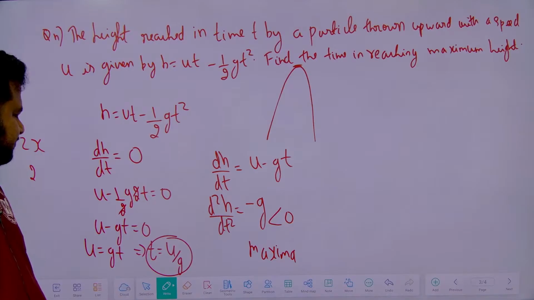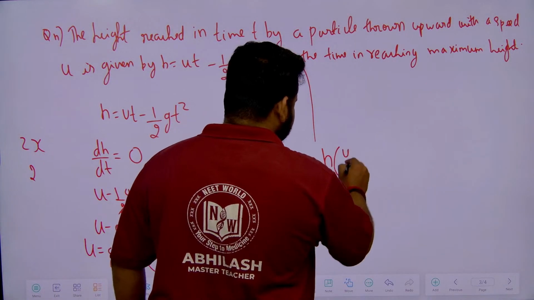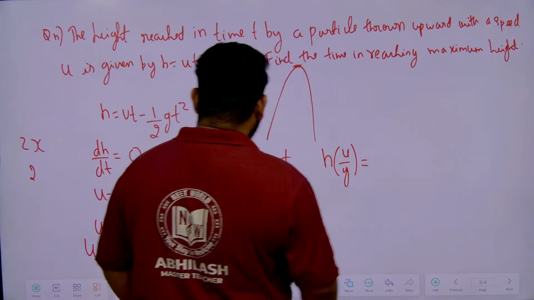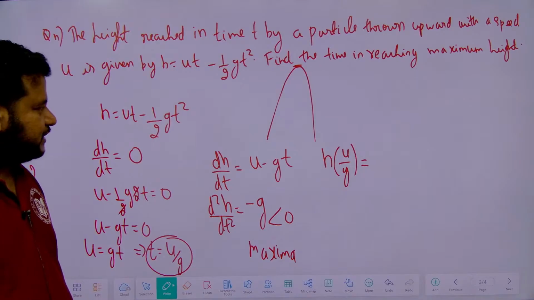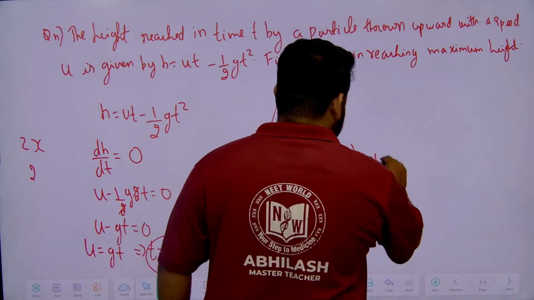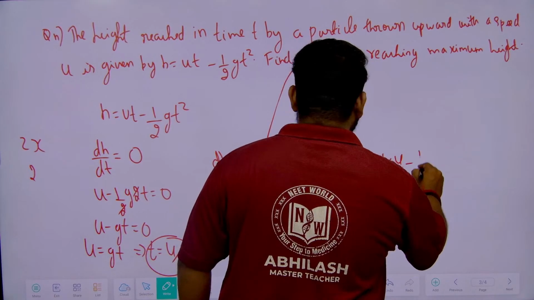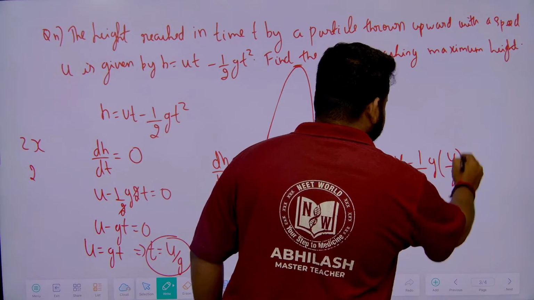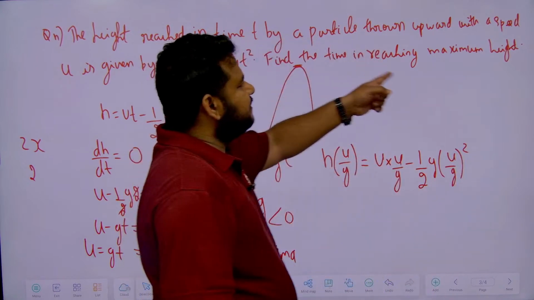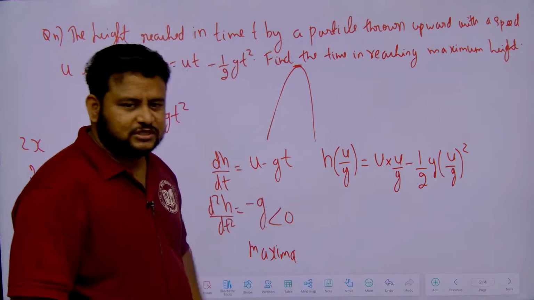To find that maximum value, you have to find h of u by g. That means wherever t is there, put u by g. So u into t becomes u by g, minus half into g into u by g whole square. Here they are telling to find the time in reaching maximum height. If they ask you to find the maximum height, that time you should do this.